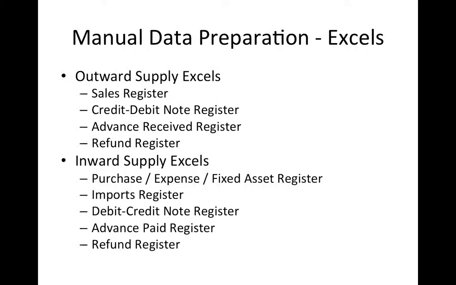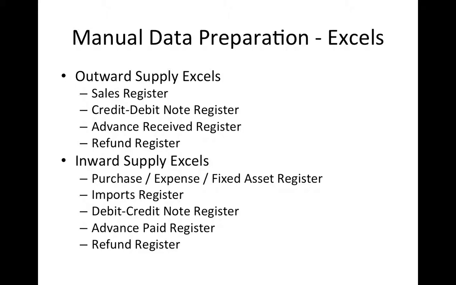If the ERP and accounting system does not have these mechanisms, GSTHero also enables a manual data preparation mechanism. The manual data preparation happens through Excels. GSTHero consumes Excels separately for outward supplies and separately for inward supplies. Outward supply Excels are sales register, credit debit note register, advance received register, refund register.